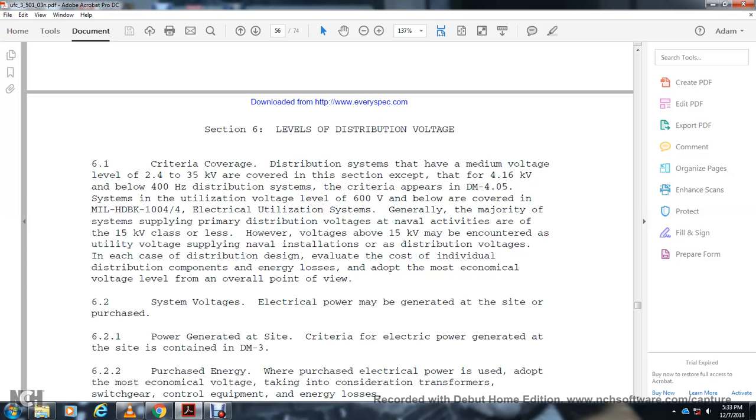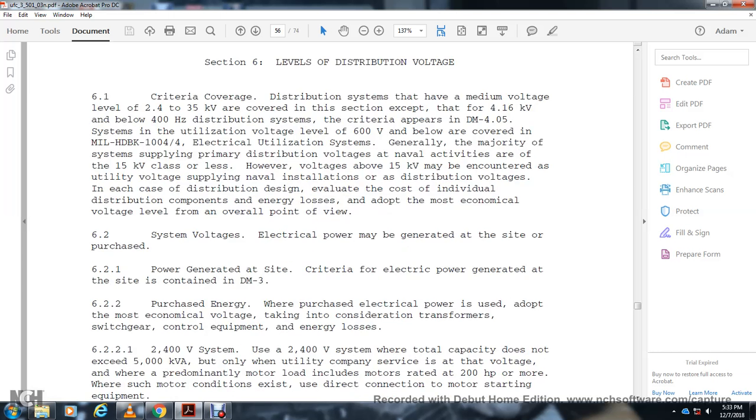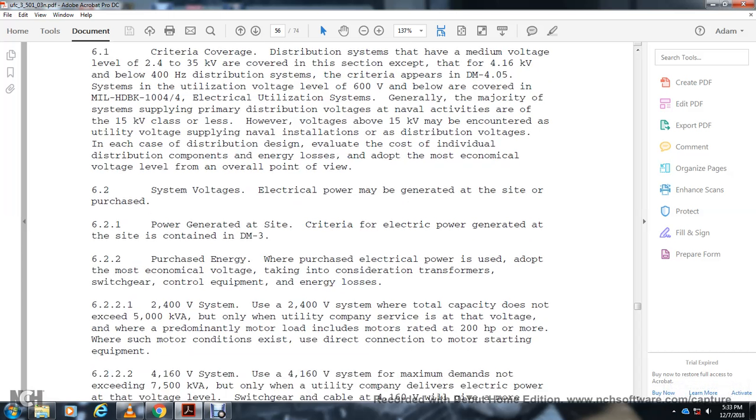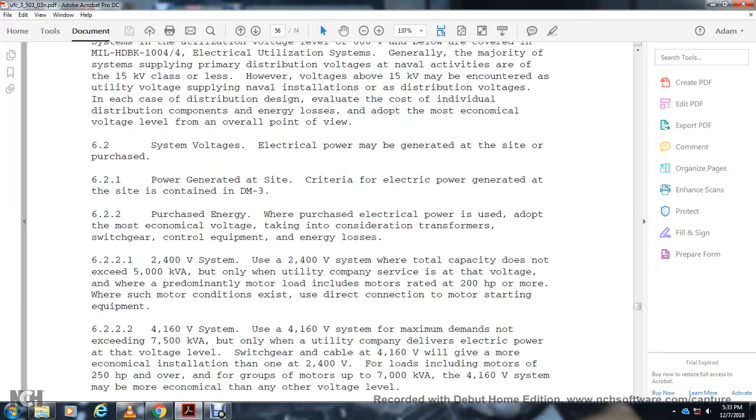Purchased energy. When purchased electrical power is used, adopt the most economical voltage, taking into consideration transformers, switchgear, control equipment, and energy loss. The 2,400 volt system: the total capacity does not exceed 5,000 kilovolt amperes, and the utility company services the voltage. Where the load is predominantly motor load, including motors rated at 200 horsepower or more, such motors can use direct connection of motor starting equipment at 4,160 volts, on the 4,160 volt system.